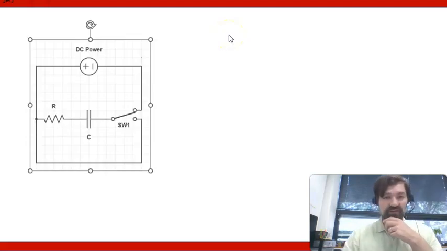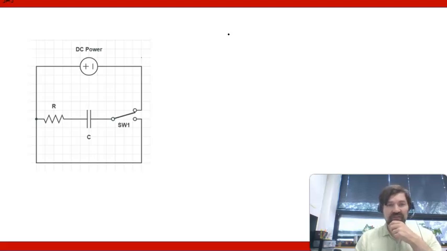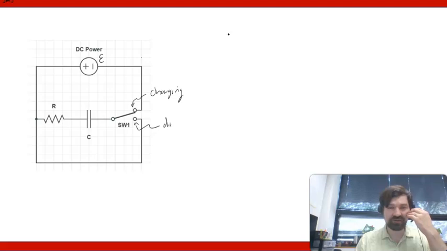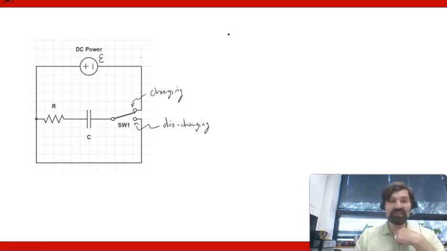So here's the basic diagram of what we're trying to analyze. We have a DC power supply such as a battery, which we're going to label as having an output of EMF. We have a resistor R, we have a capacitor C, and I've put in here a switch that can be moved to either position. This position is charging, so the capacitor will be charging up. This one right here is discharging. So if the switch is moved down to this position, the capacitor will be discharging.